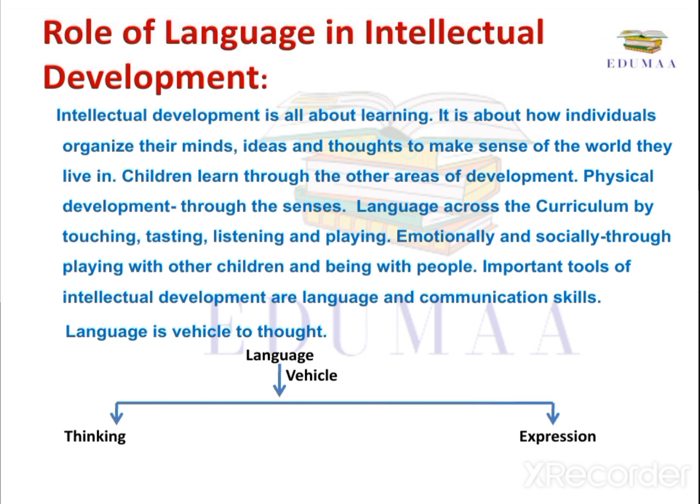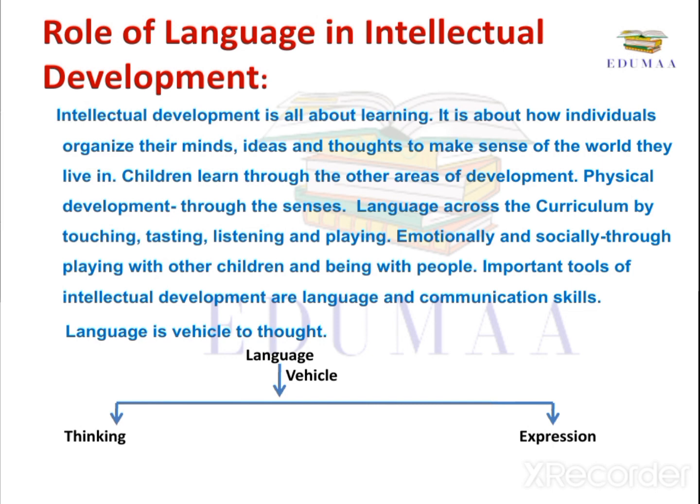First is the role of development in intellectual development. Intellectual development is all about learning. It is about how individuals organize their minds, ideas, and thoughts to make sense of the world they live in. Children learn through the other areas of development: physical development through the senses, by touching, tasting, listening, and playing, and emotionally and socially through playing with other children and being with people.